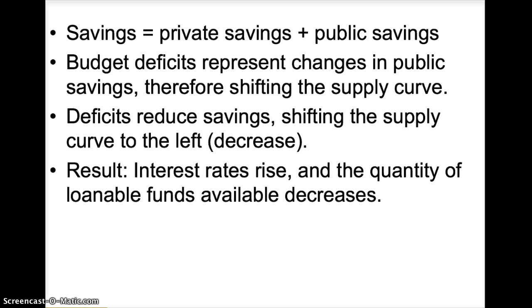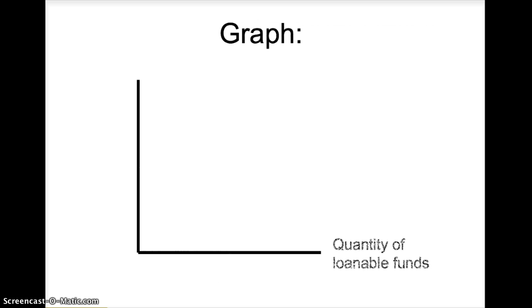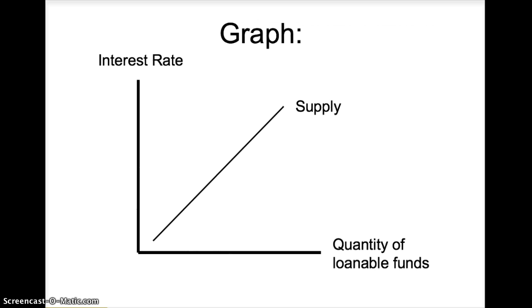Let's look at this on a diagram. Quantity of loanable funds on the horizontal, interest rates on the vertical. Supply curve representing savers is upward sloping. The demand curve representing borrowers is downward sloping.